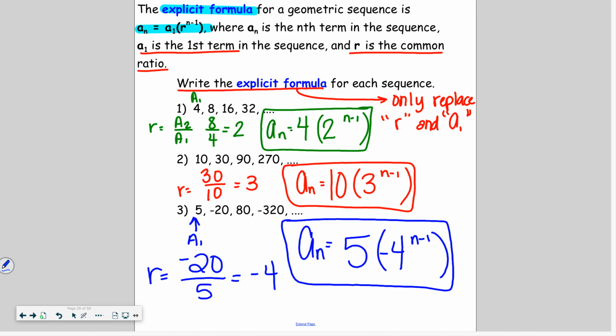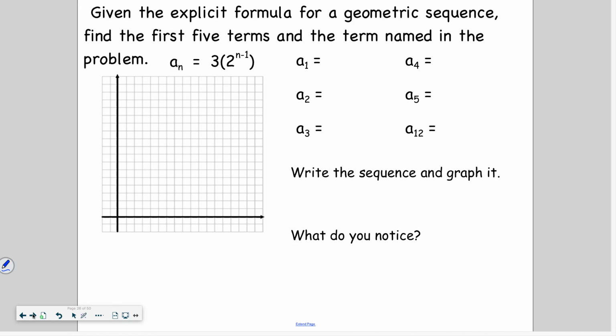All right. Go ahead and turn it to the next page. You need to look at those again. Go ahead.